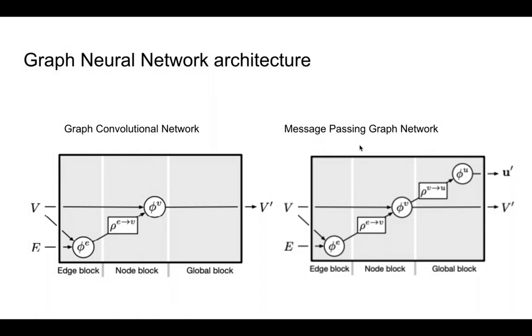In the case of a message passing graph network, it continues the construction of the graph convolutional network, but further adds the update function in the global block. In addition to vertex output, the global attribute is derived at the end of the graph network.